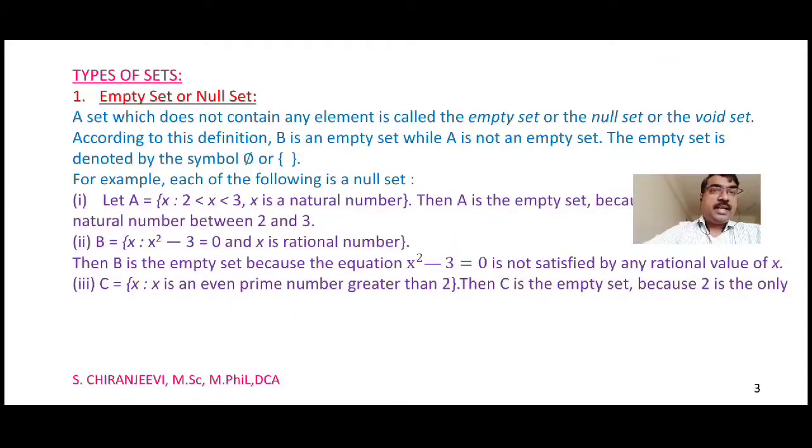C is x such that x is an even prime number greater than 2. So here we will not get any even prime number greater than 2. So C is empty set.